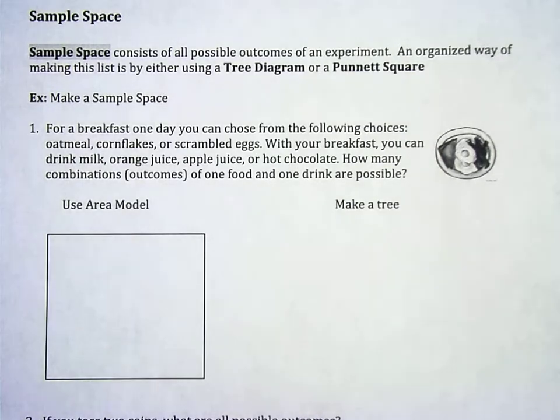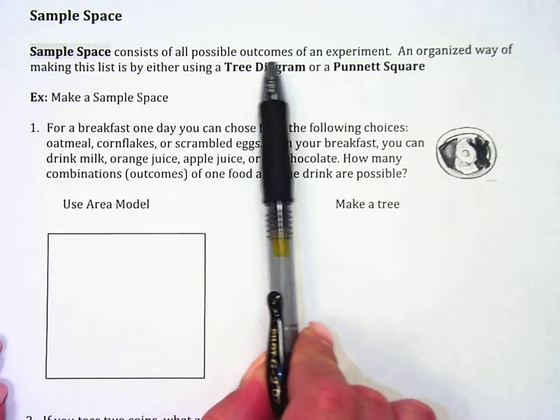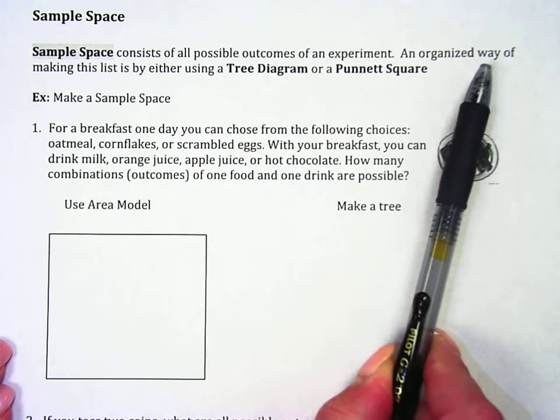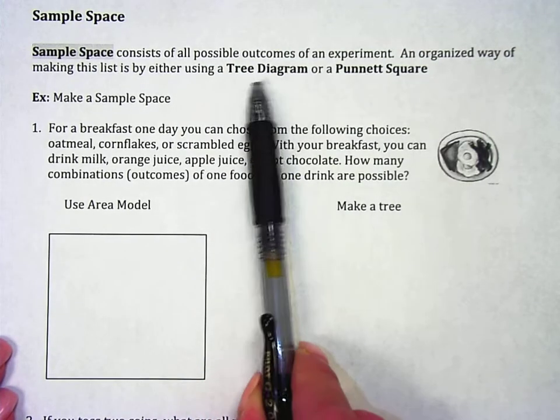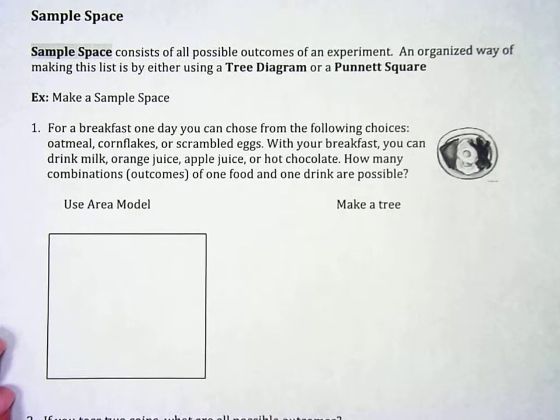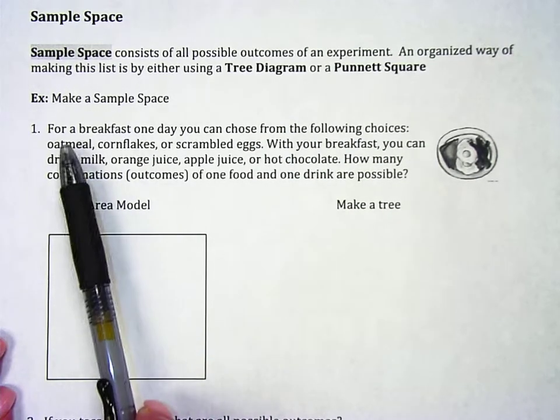This is the notes for 4.1 sample space. It says a sample space consists of all possible outcomes of an experiment. So there's two organized ways. We can either make a tree diagram or a Punnett square. Okay, so let's start with our first example.